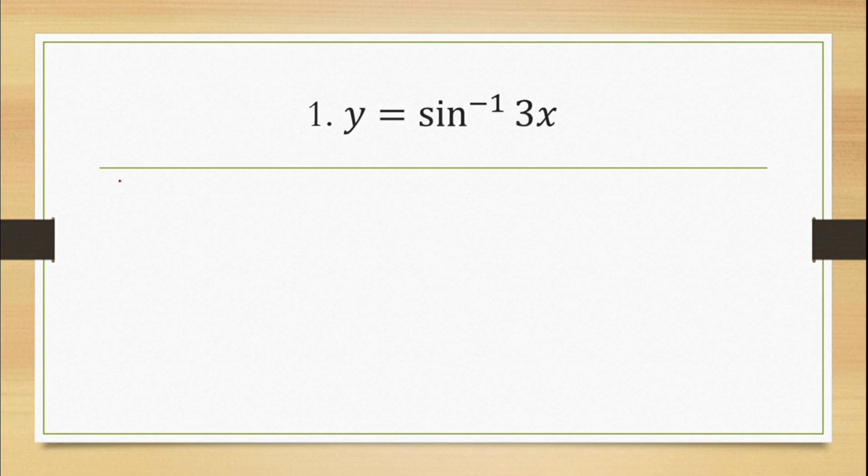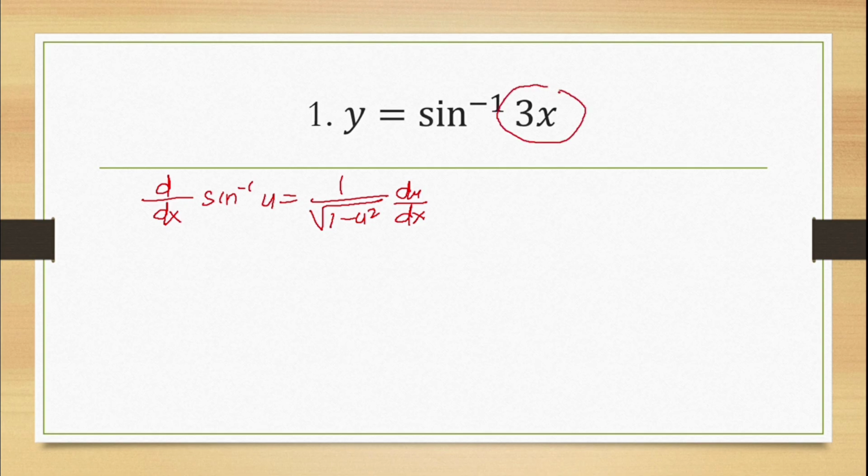So very simple for this part. We are just going to find what is the formula for inverse sine. So the formula for inverse sine of u is equal to 1 over the square root of 1 minus u squared times du over dx. The first thing that we're going to do is find the value for u. Since the value for u here is 3x, u is equal to 3x. So du is equal to 3 dx. So therefore du over dx is equal to 3.